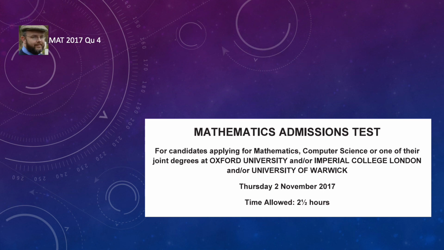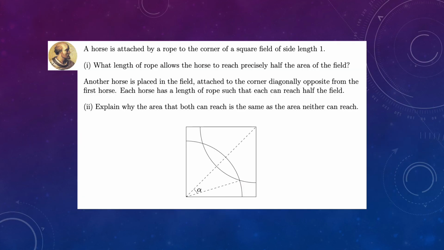Hello, and today I'm looking at the fourth question, fourth of five, on the MAT 2017, and I think this is a little bit harder than the second and third questions. So we seem to have got some kind of situation where a horse is tied up in a field, and we have to find the length of the rope if the area of its quarter circle can equal half of the area of the field.